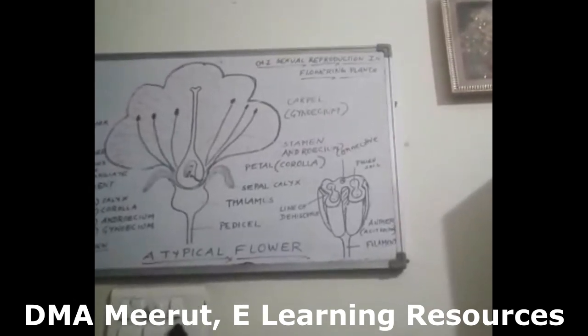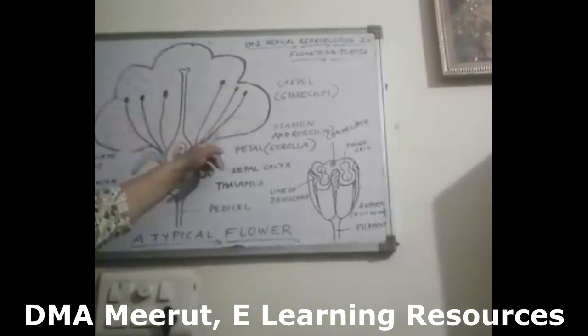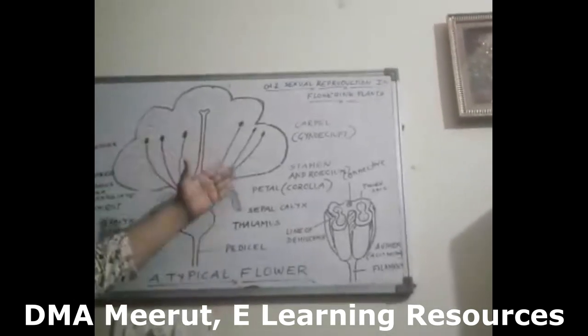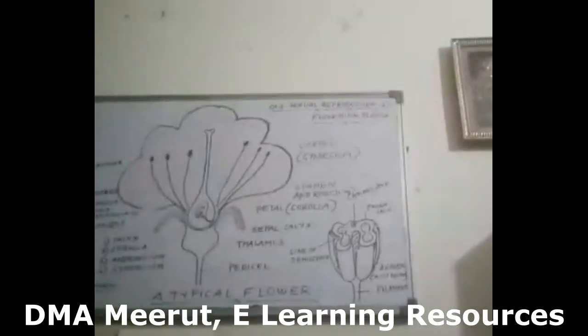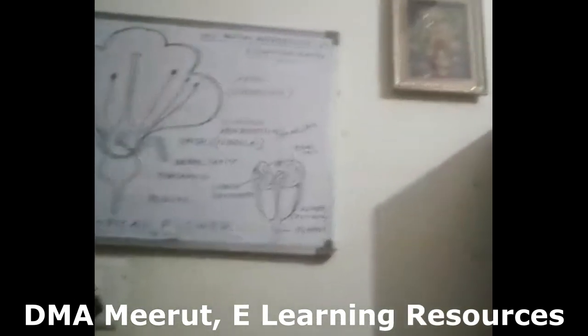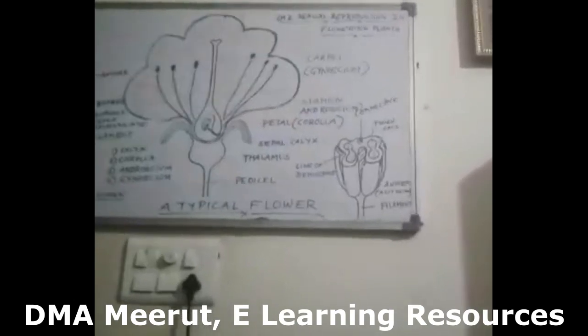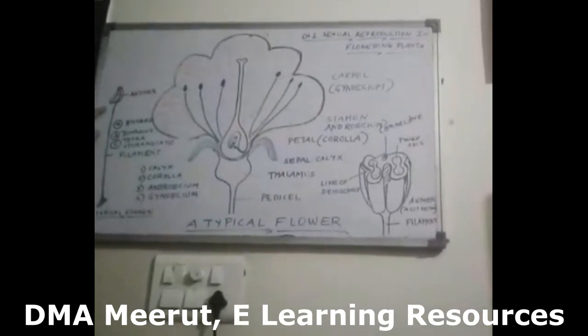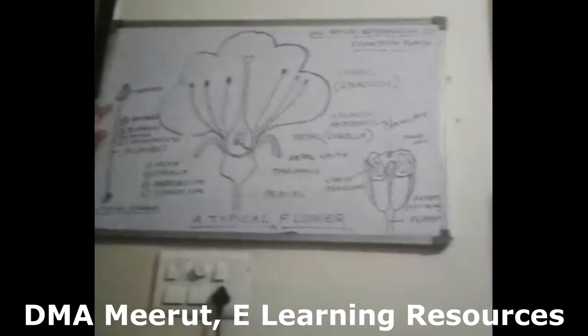Now here you can see the proximal end of the stamen is attached to the thalamus or to the petal or to the tepal depending upon the species, and the distal end has an anther, which is a fertile structure. In some cases anther may not be fertile. It means no pollen grains are produced in it, and that is known as staminode. So sterile stamen is known as staminode.